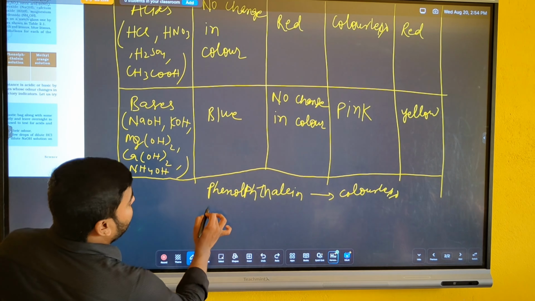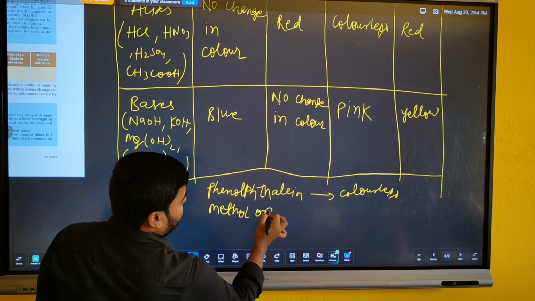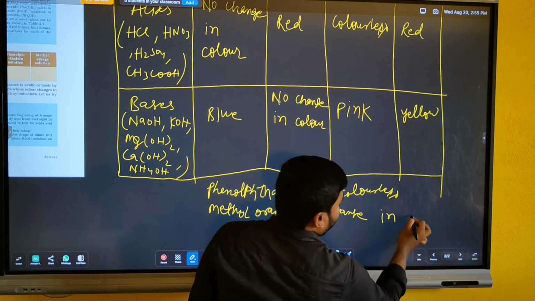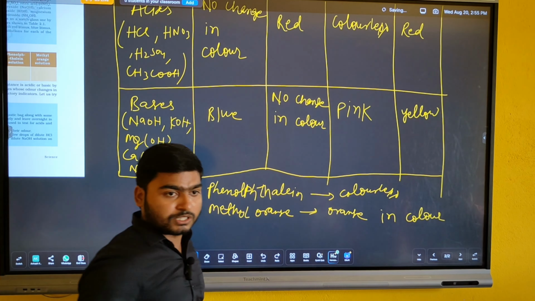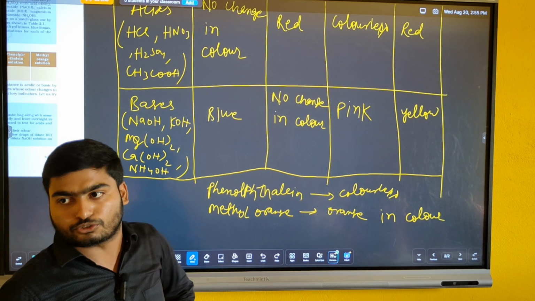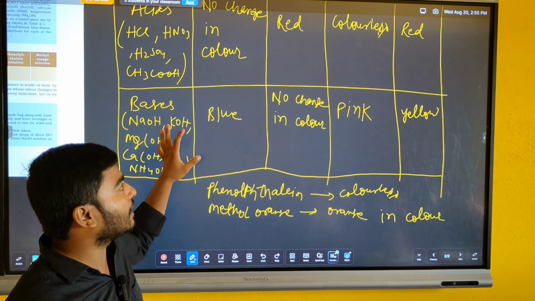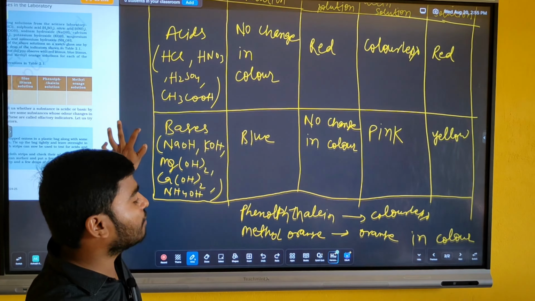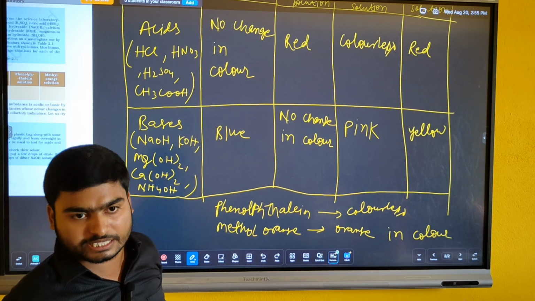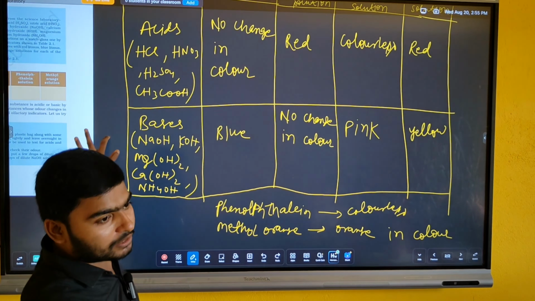Phenolphthalein is colorless, and methyl orange is orange in color, right? So these are the key points which we have understood through activity 2.1. This is the summary which we have to collect and remember from activity 2.1. So all of you make this table, write it down, and phenolphthalein is colorless, methyl orange is orange in color. This also you write down somewhere in your notebook and you have to remember.